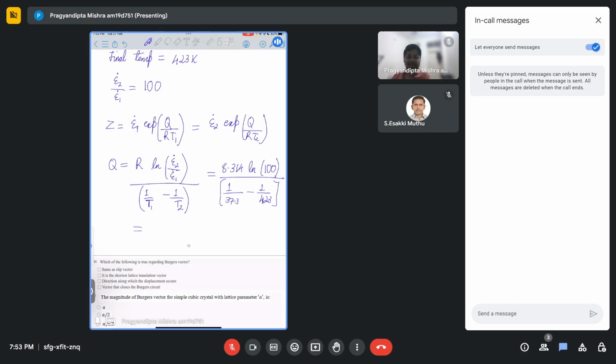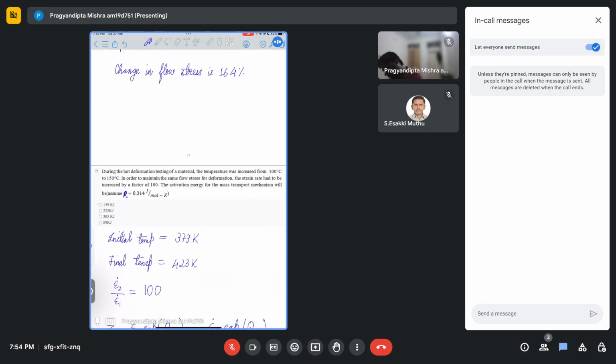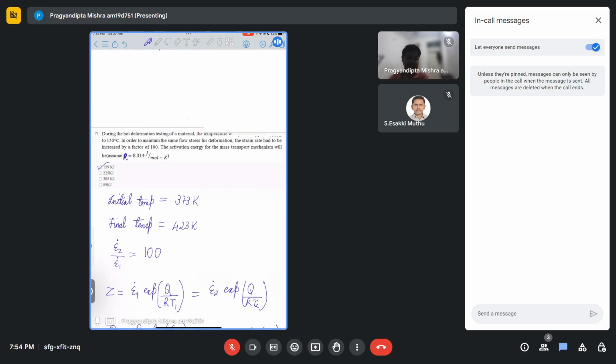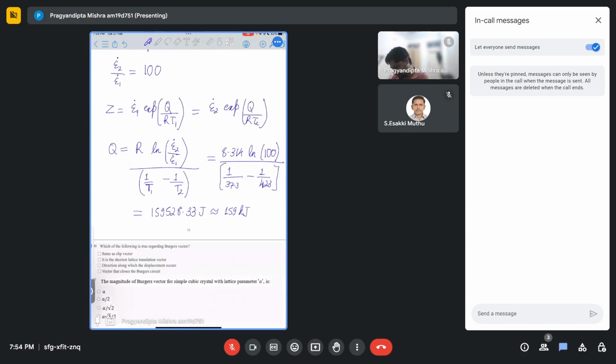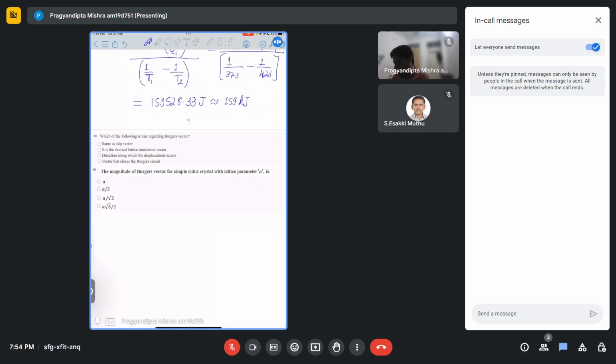Yeah, so the final answer I'm getting is 159,528.33 joules, which is almost equal to 159 kilojoules. Let's see, there's an option. Yes. So this is the final answer. Okay. I hope you have understood how we have reached the solution. So yeah, let's see the next question.